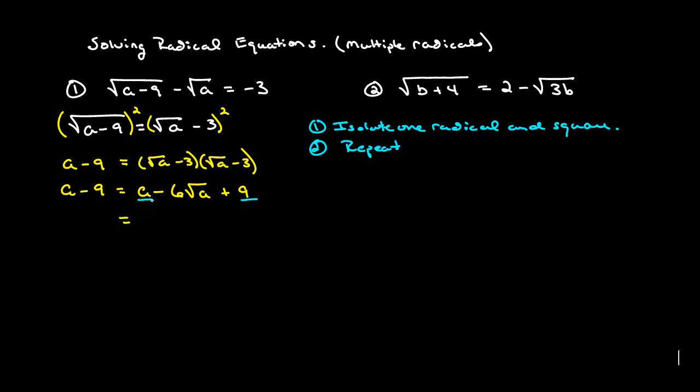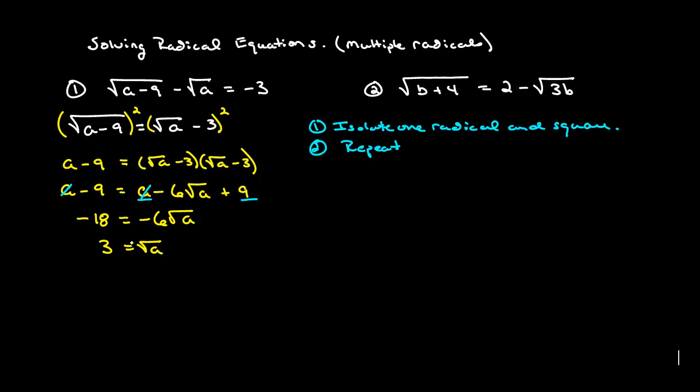So here's what I've got. I'm going to subtract a from both sides. Well, when I do that, I actually get rid of these two guys, so that's kind of nice. And now I'm going to subtract 9 from both sides, so on the left side I'll have negative 18. On the right side I still have the negative 6 square root of a, and so I'll divide both sides by negative 6, and that'll be 3 is equal to the square root of a.